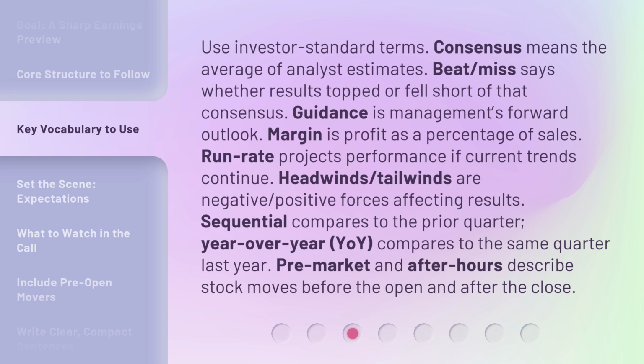Headwinds/tailwinds are negative/positive forces affecting results. Sequential compares to the prior quarter. Year-over-year, YoY compares to the same quarter last year. Pre-market and after hours describe stock moves before the open and after the close.